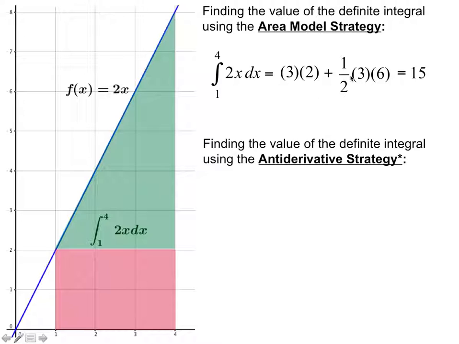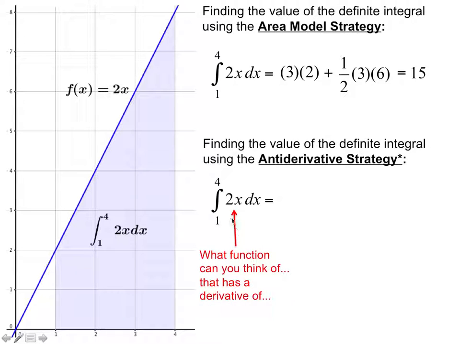Now we're going to accomplish the same thing by using what I call the antiderivative strategy. There's a little asterisk right here. We're going to rename this in a couple of slides. The antiderivative strategy says, let's evaluate this definite integral by doing what we did in chapter 4. Chapter 4 says that we look at this expression and ask, what function can we think of that has the derivative 2x? The function that we can differentiate and end up with 2x is x squared. So that's the big F of x.